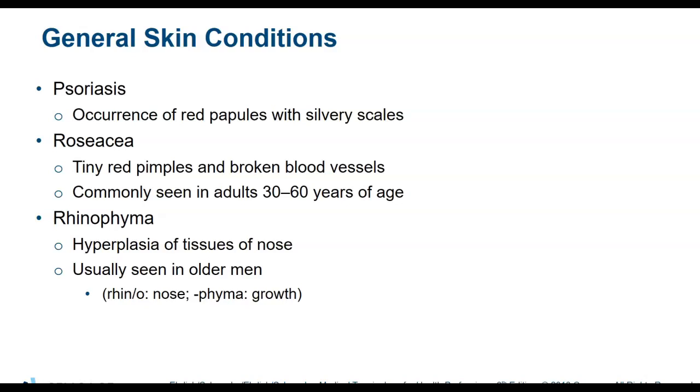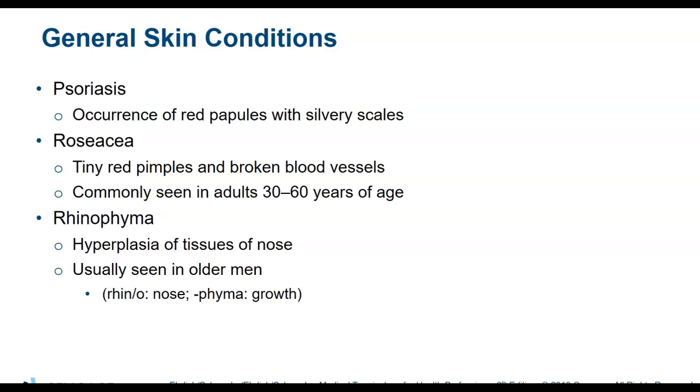Psoriasis is, again, red papules with silvery scales, and they can flake off. You see, a lot of times people will scratch their arm and there'll be large flakes of skin that may come off. Rosacea, tiny little red pimples that are broken blood vessels. We can see this in adults between 30 and 60 years of age. And rhinophyma is a bulbous nose. And so this is that hyperplasia of tissue on the end of the nose.